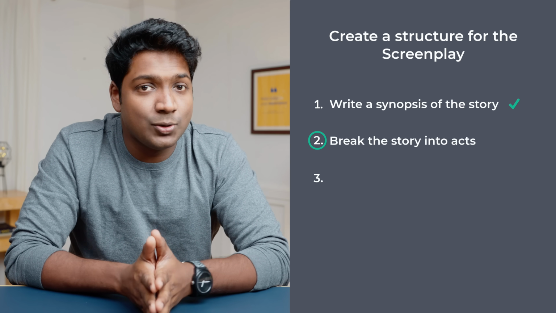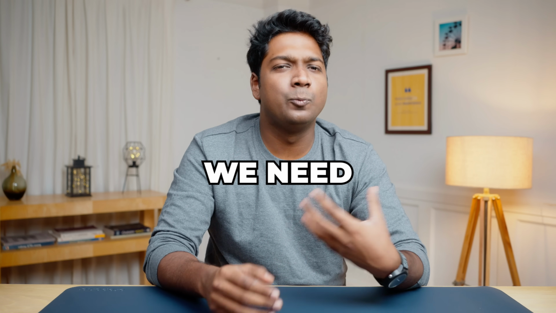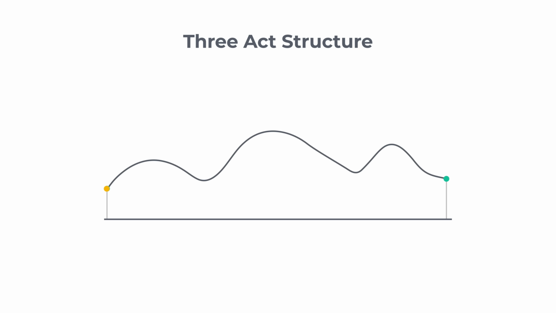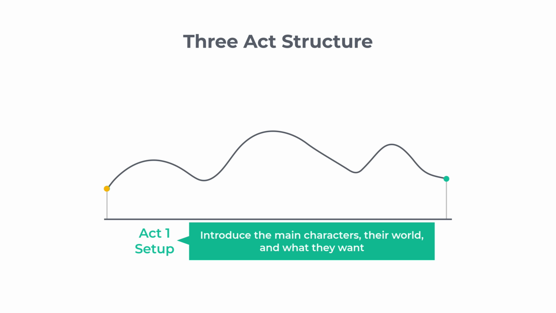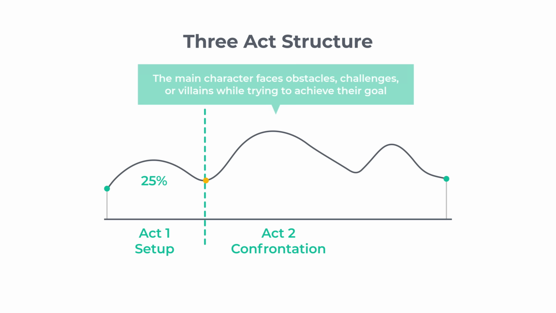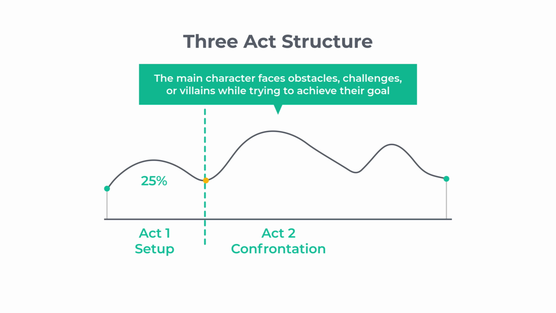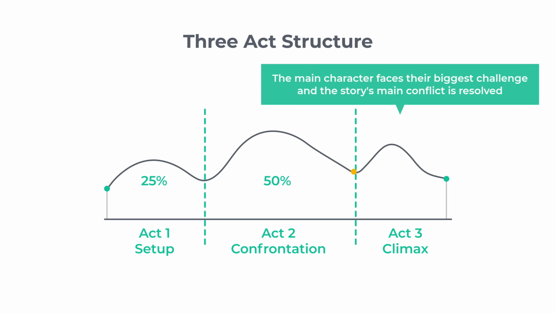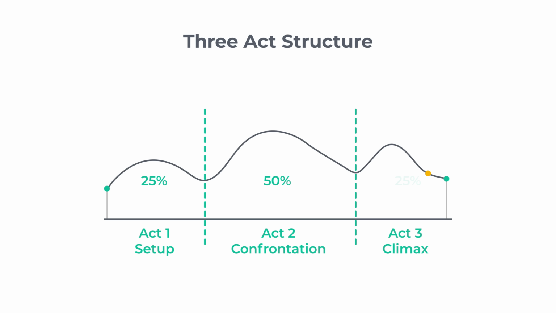The next step is to break the story into acts. To create a structure for the screenplay, we need to organize the story into clear sections. These sections are called acts. Typically, writers use the 3-act structure, which includes the setup, where you introduce the main characters, their world, and what they want, and this covers the first 25% of your story. The second act is called the confrontation. This is where the main character faces obstacles, challenges, or villains while trying to achieve their goal. And this covers the next 50% of your story. And last, we have the climax, where the main character faces his biggest challenge and the story's main conflict is resolved. And this covers the last 25% of your story.